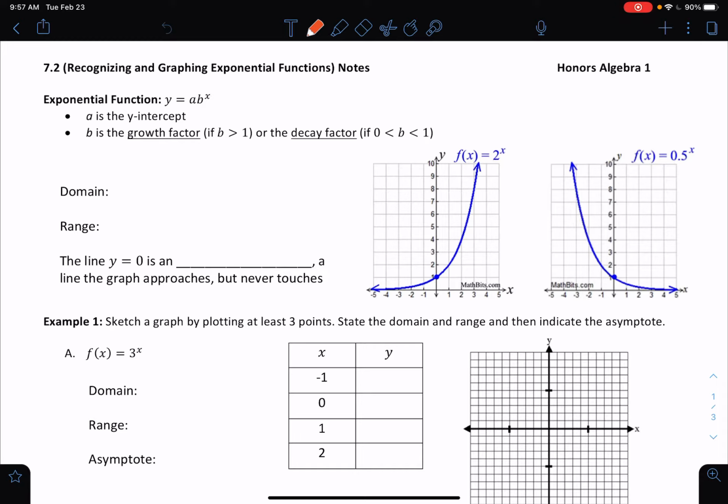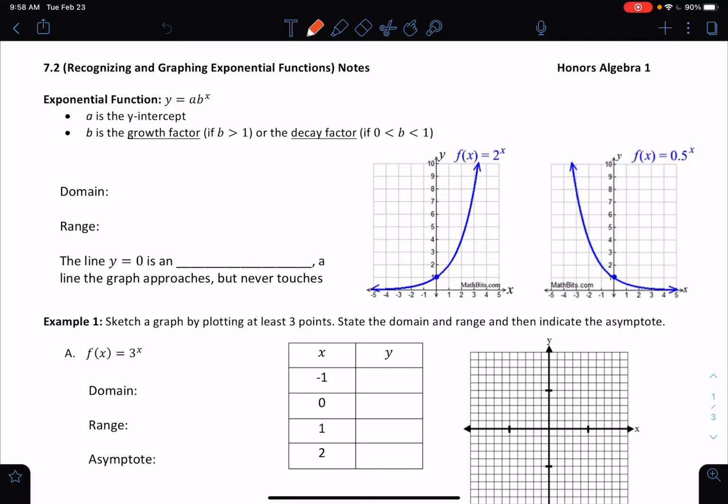Now in this video, we're going to graph them and figure out what we have to do to recognize whether or not we're dealing with an exponential function. Now first, a couple of important things. We got y equals ab to the x. That's the format of an exponential function. That's what we need to recognize.